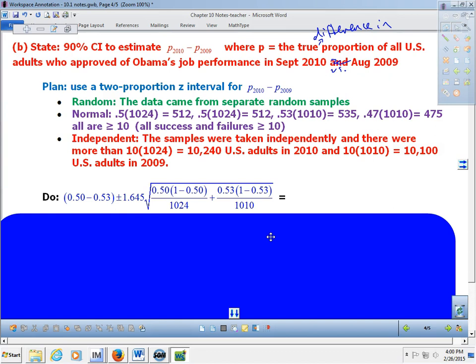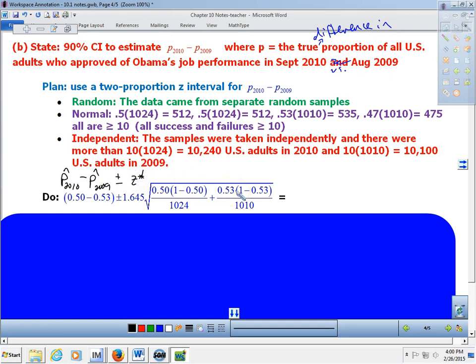And so again, as a reminder of where this is coming from, you have the formula in your notes previously, but I'm going to write it out again. Okay? So we're looking at taking, actually we'll define it as, P 2010 hat minus P 2009 hat, plus or minus your Z star, okay?